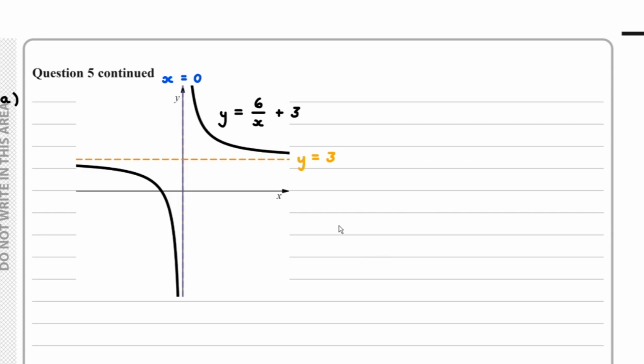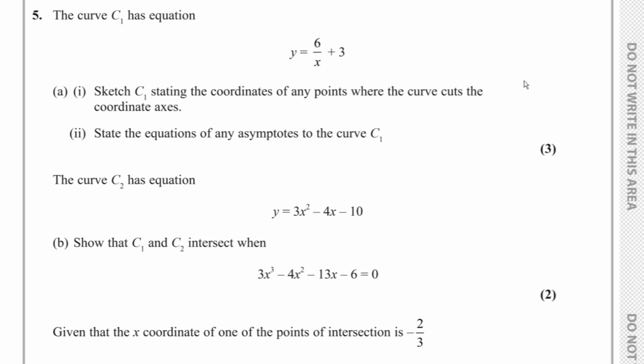For part A, we have the curve C1, which is y equals 6 over x plus 3. We have a horizontal asymptote, y equals 3, and a vertical asymptote, x equals 0. The curve C2 has equation y equals 3x squared subtract 4x subtract 10. Part B, show that C1 and C2 intersect when 3x cubed subtract 4x squared subtract 13x subtract 6 equals 0.